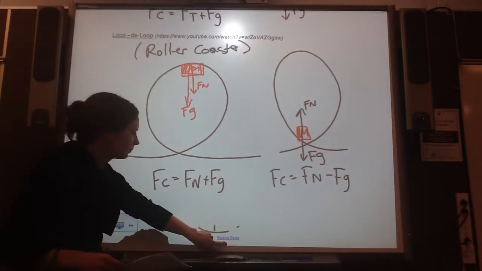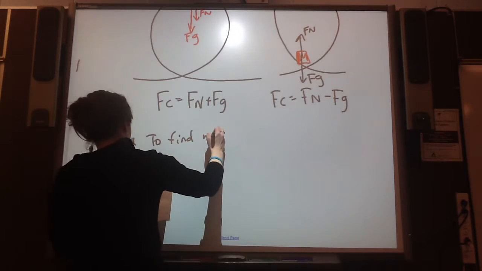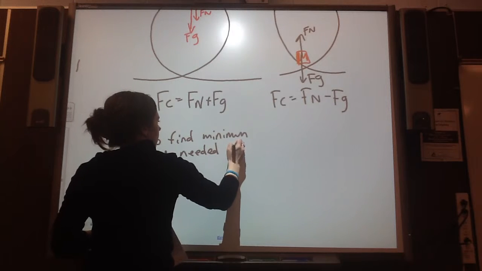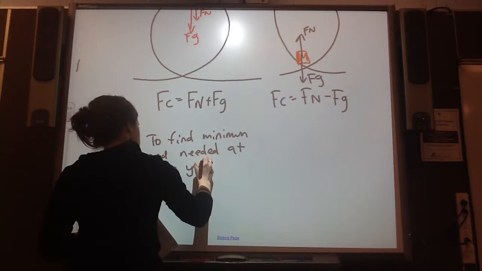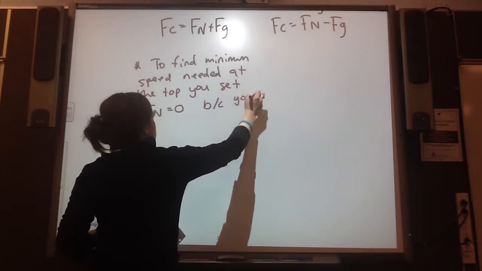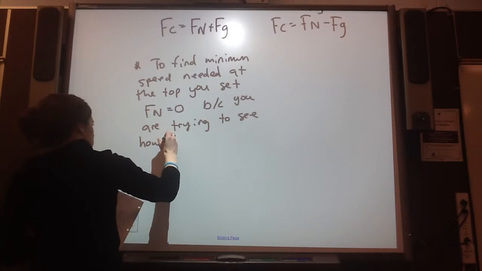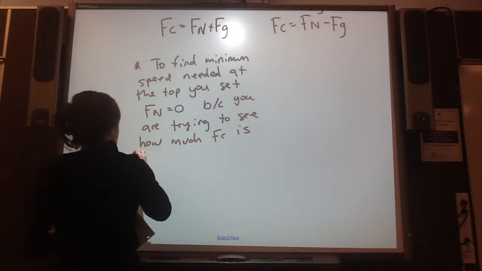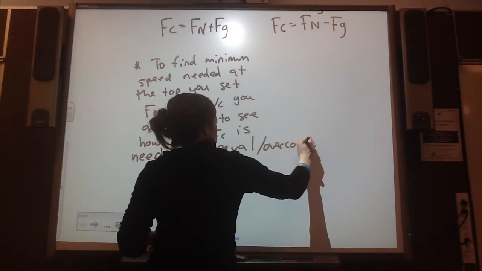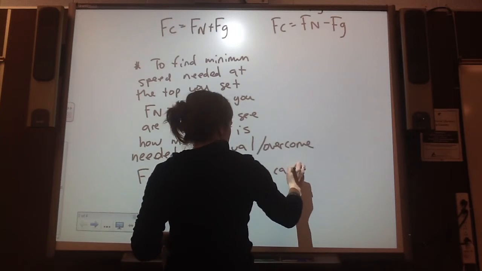And then I just want to make one note here. To find the minimum speed needed at the top, you set Fn equal to 0, because you are trying to see how much Fc is needed to equal or overcome Fg so that the car doesn't fall.